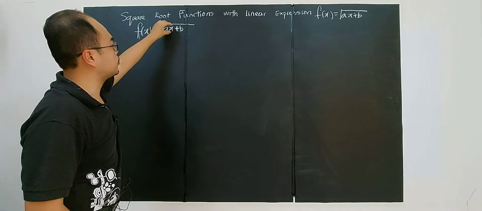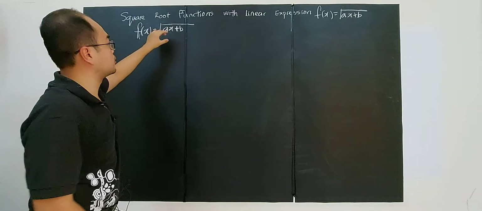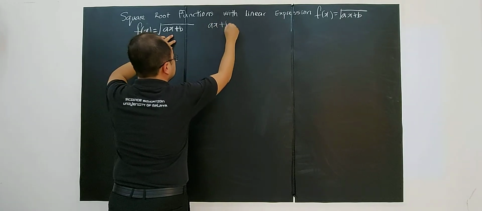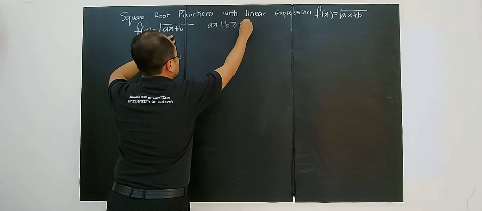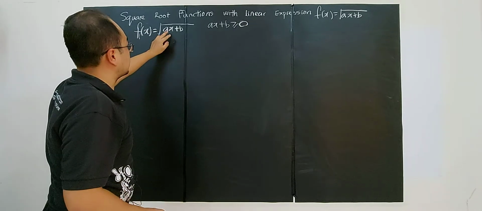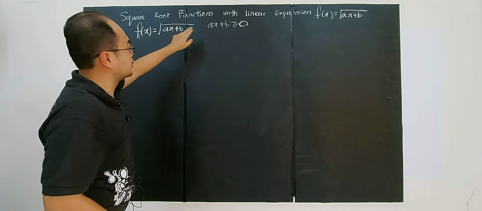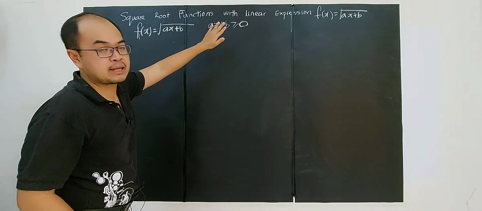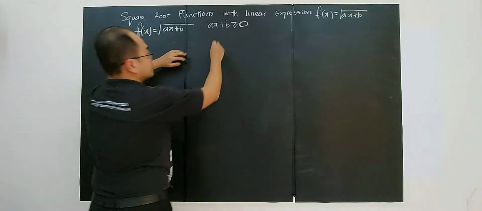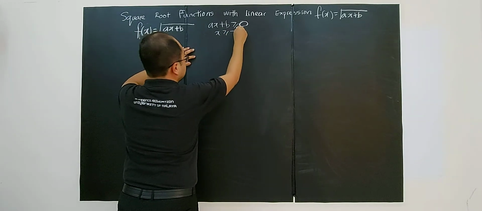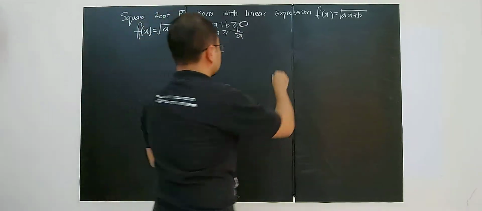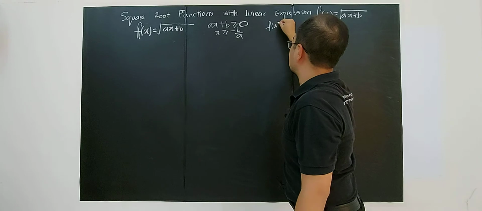So what is the input that you have? It means the setting will be your ax plus b. Your ax plus b must be at least 0. This is a very important concept for you. So the linear expression inside the function must be at least 0, so that f(x) is defined. So that means x will be at least negative b over a. And f(x) itself is at least 0.